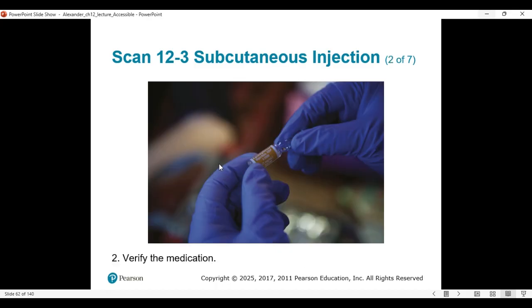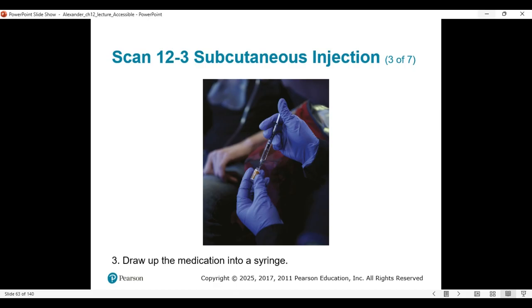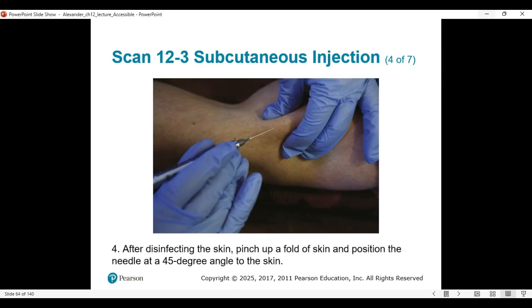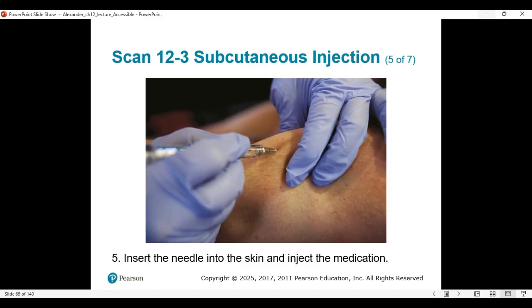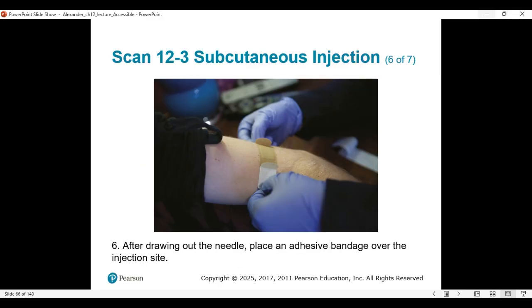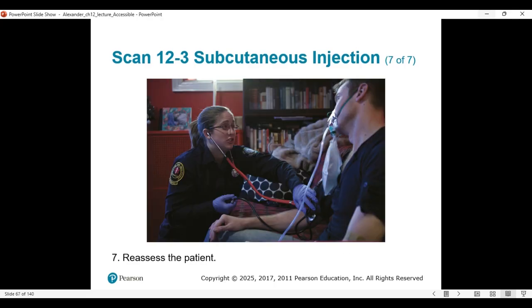You're going to verify you have the right medication, and that it's not out of date or expired. We're going to draw up the medication in the syringe. We're going to disinfect the skin, pinch a fold of skin and position the needle at a 45-degree angle. Insert the needle into the skin and inject the medication. After we withdraw the needle, we're going to place an adhesive bandage over the injection site. Of course, we're going to get rid of the needle in a sharps container, and we're going to reassess our patient.